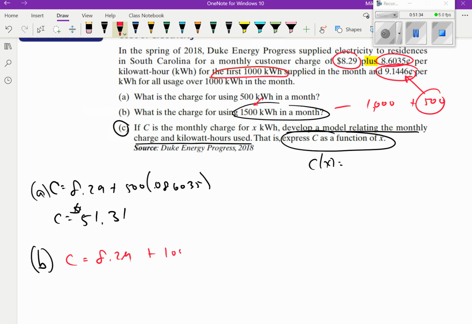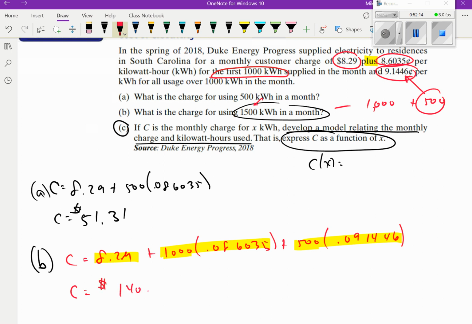So I'm going to end up with 1,000 getting charged at 0.086035, and then my next 500 are going to get charged at a rate of 0.091446. Okay. So my 1,500 totals, there's the first 1,000, there's the next 500. So here, that would be the cost for 1,000, this would be the cost for 500, added to my monthly charge anyway, just for having the electricity turned on, it's going to be $8.29. So what we do then, we just plug this into the calculator, and we see, well, what do we end up with? So I've already calculated this, and I ended up with $140.05.